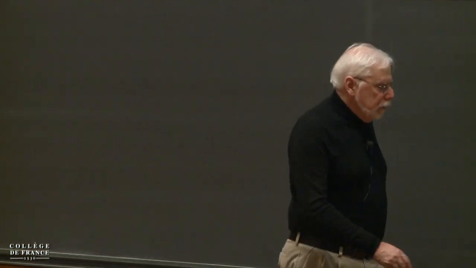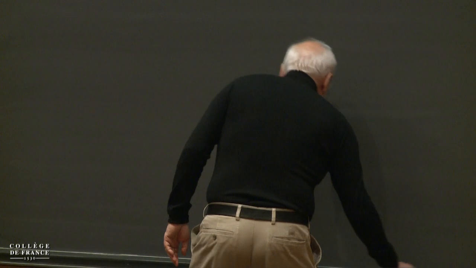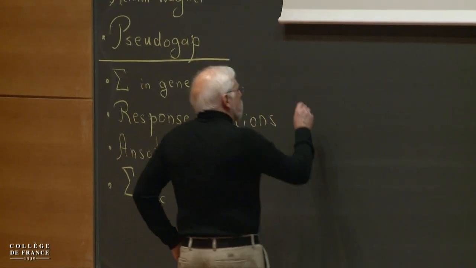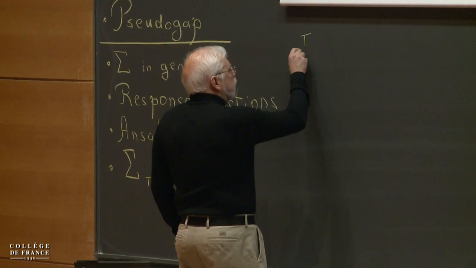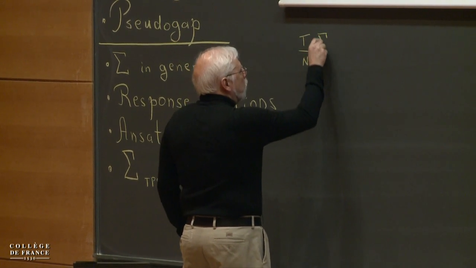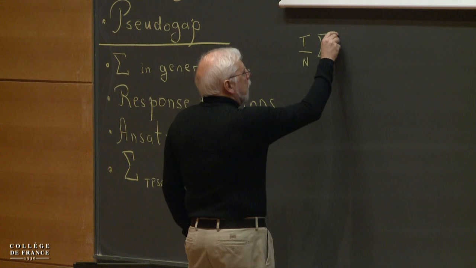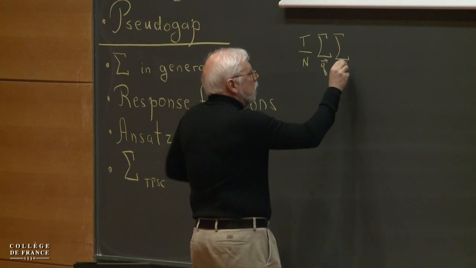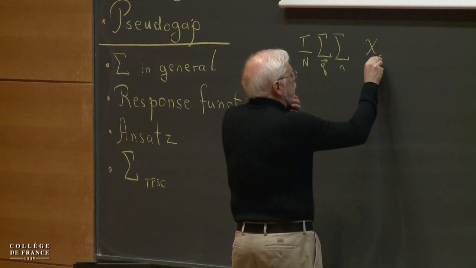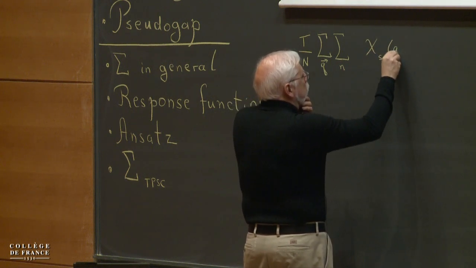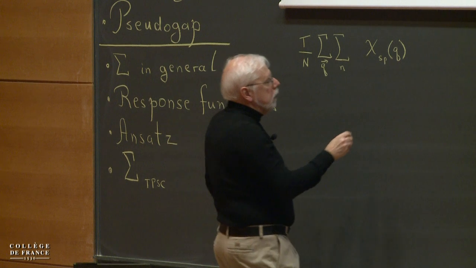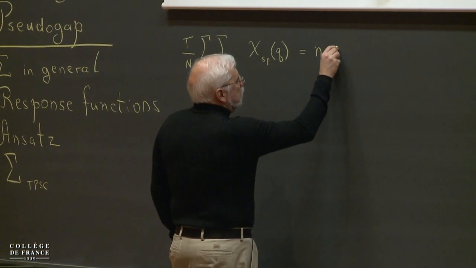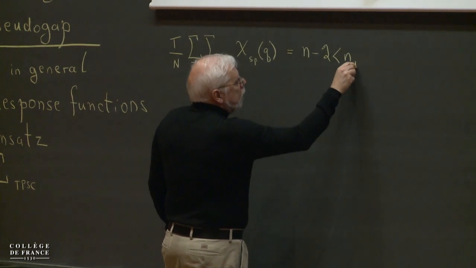Okay, so I can explain the Mermin-Wagner theorem very simply. So in TPSC, we do a T sum over all q and over all frequencies of the spin susceptibility, chi spin. I will write little q here as wave vector and frequency. And that's equal to n minus 2 n up down.